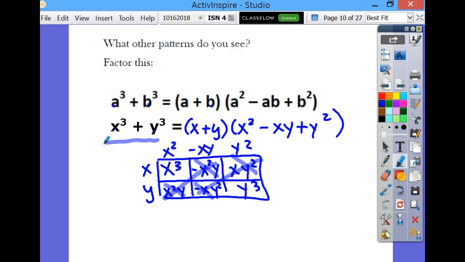Now, we don't have time to go through each problem and check it out with a box problem, but you could.